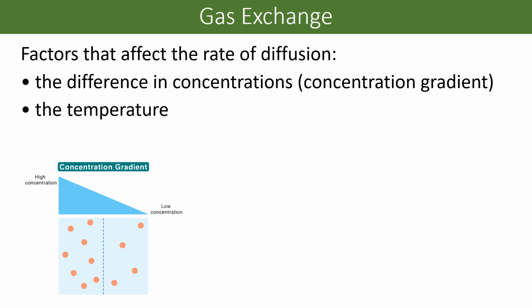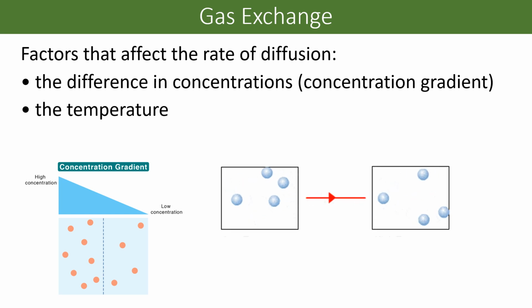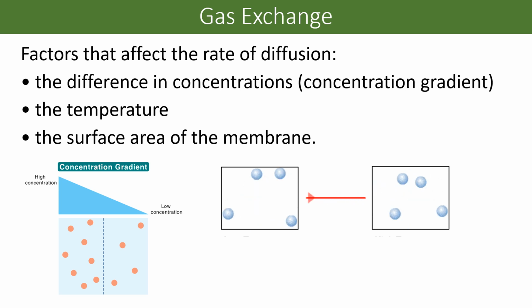Second factor is the temperature, and this relates to the particles having more energy. If a substance has more energy, then therefore it will have a higher temperature, and this means your particles will spread out quicker. And the third factor is the surface area of our membrane. If you have a really large surface area, it means that there will be more space where the diffusion can take place.